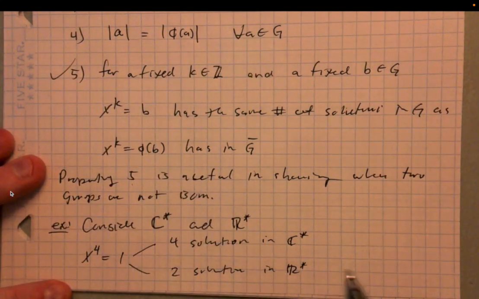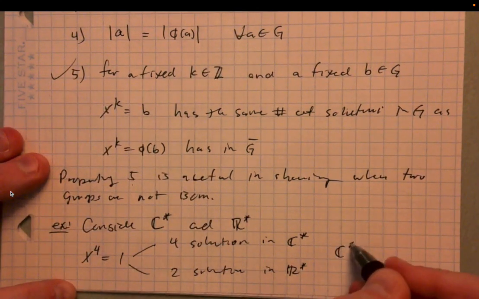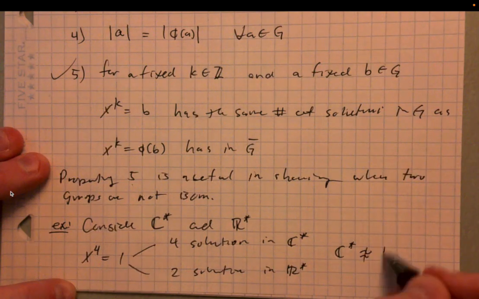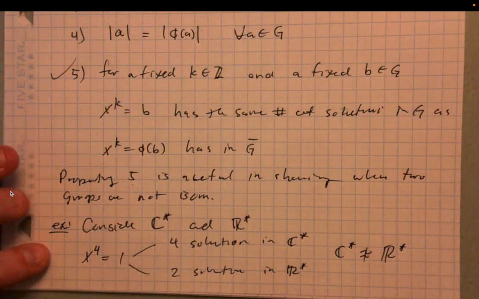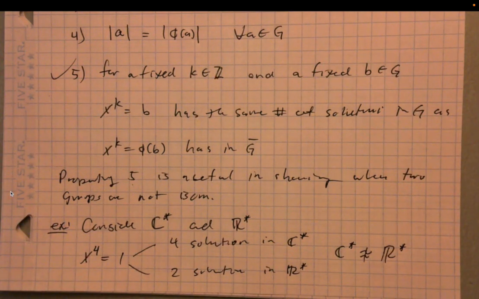So the implication is that C star is not isomorphic to R star, meaning you're never going to find an isomorphism between these two groups. Okay, so that's the value of 5. It's interesting in other ways, and it has other values as well, but that's one of the main values.